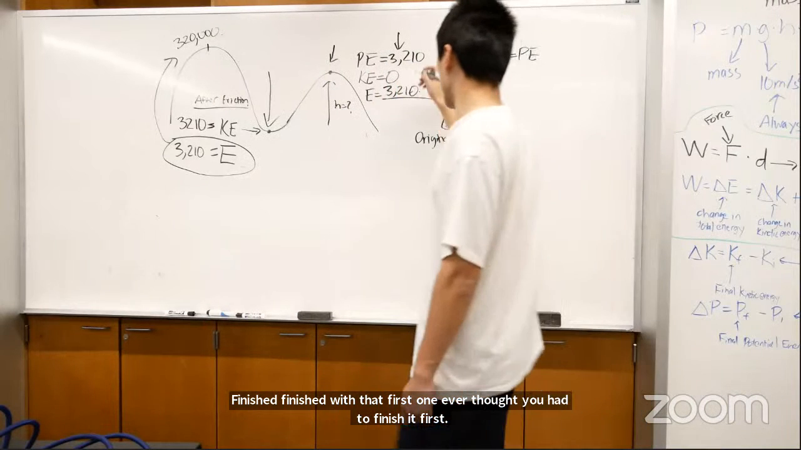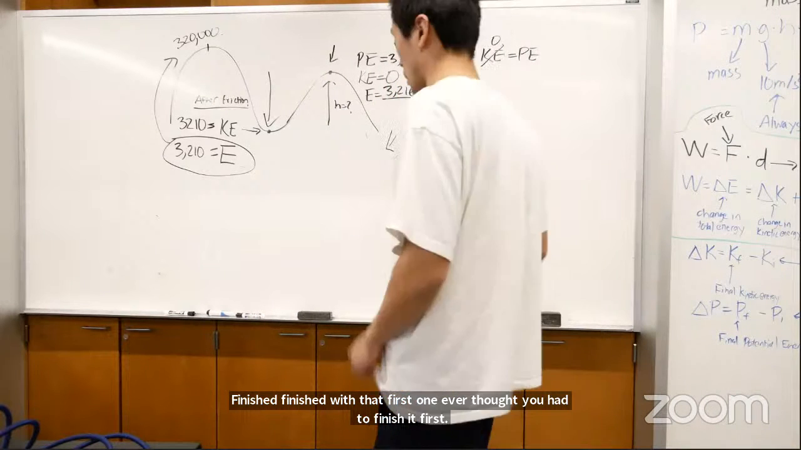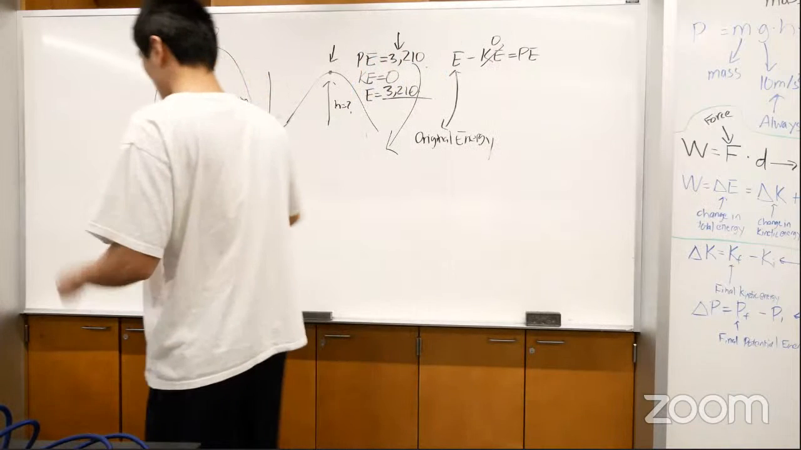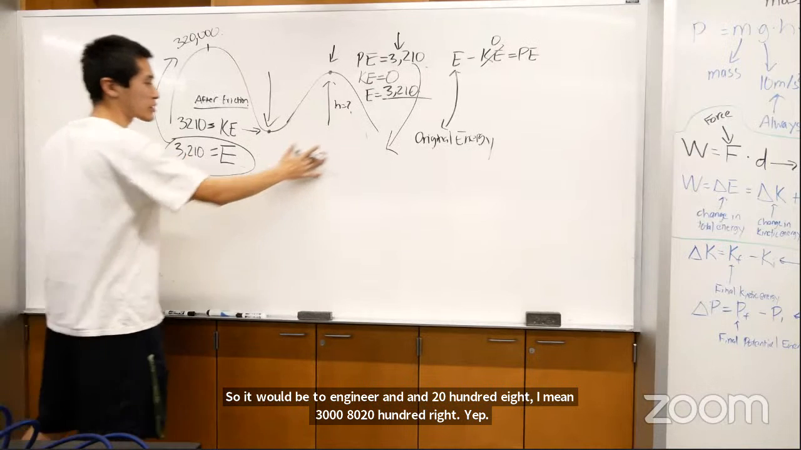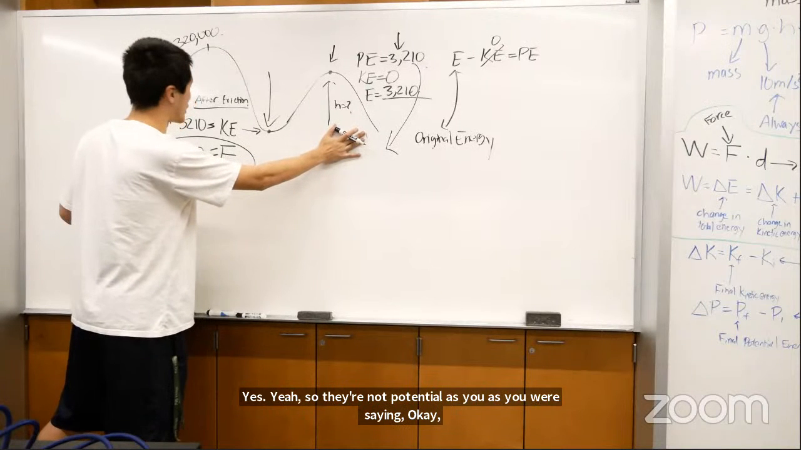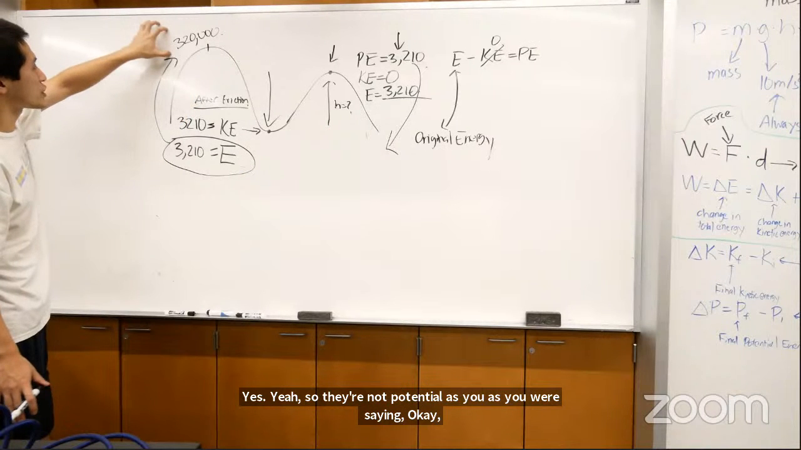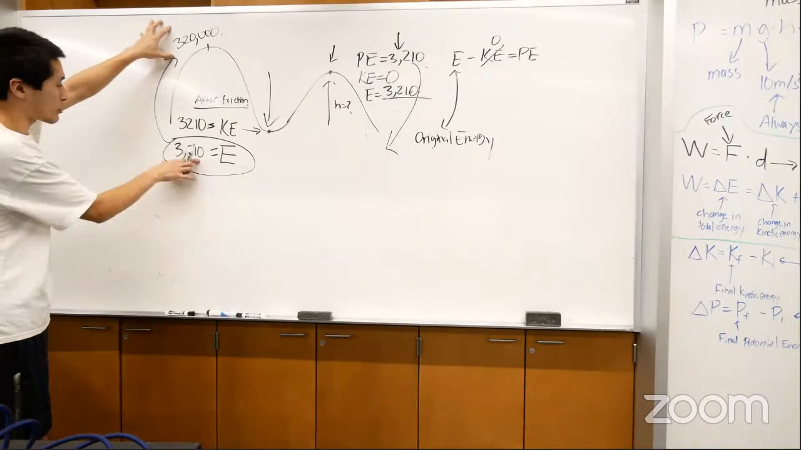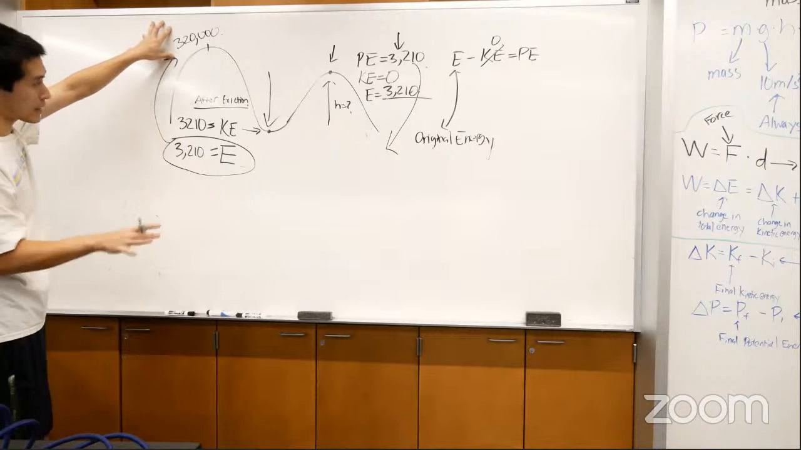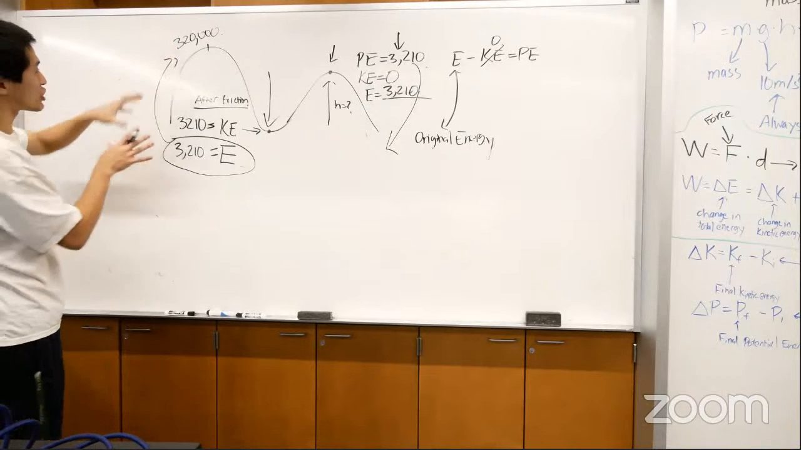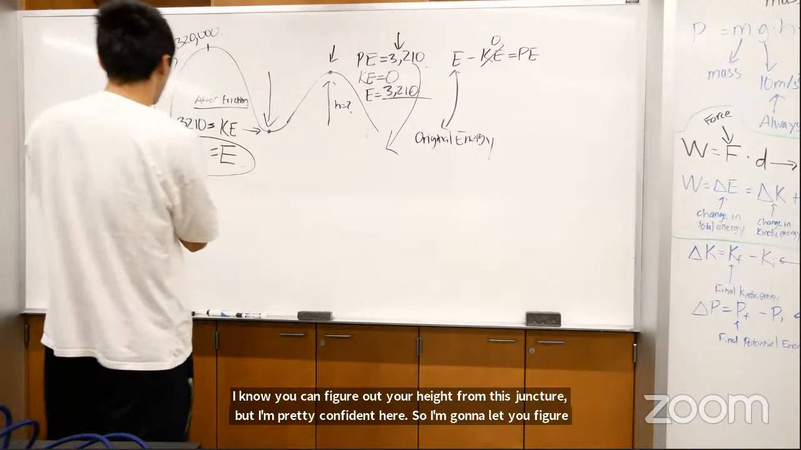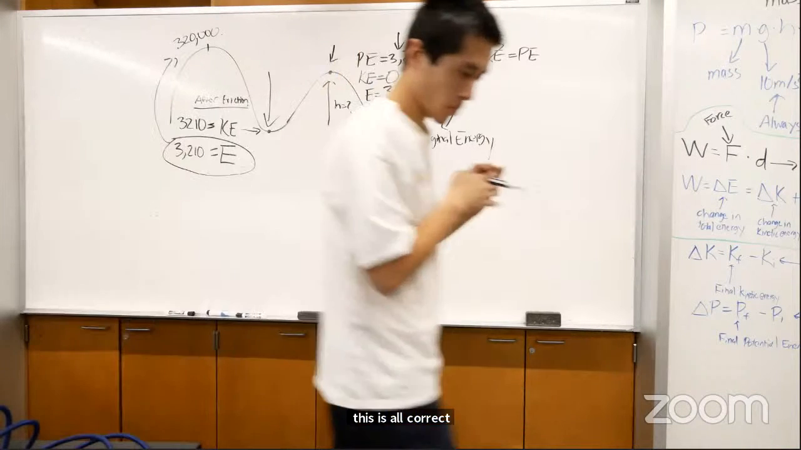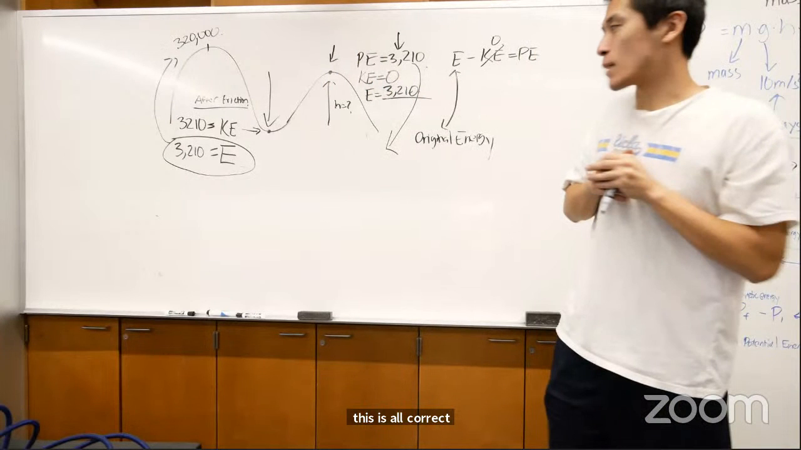And I know you can figure out your height from this, Jojo. I'm very confident in you, so I'm going to let you figure out the height from this. The bigger question, Jojo, is that I know how we did this, and this is all correct, and I like how we did this. I'm more confused as to how we went from this big of a number for energy to a very small one. I know we lost a lot due to thermal energy, but we shouldn't have lost this much. So where did all this energy go? Or what happened here?